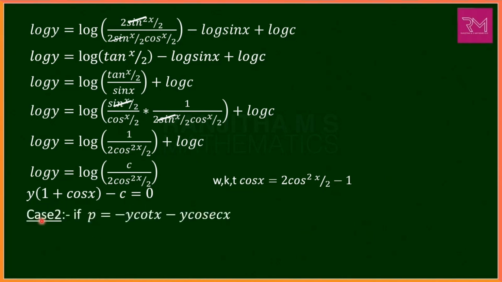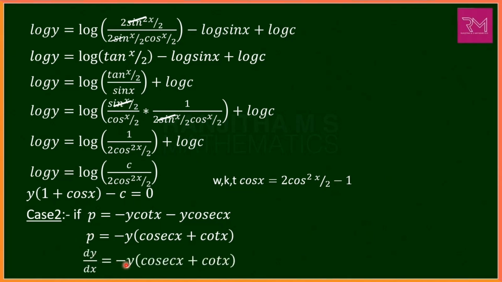Similarly, we have case 2: if p is equal to minus y cot x minus y into cosecant x. Here we have to take minus y as common, we get p is equal to minus y into cosecant x plus cot x. So substitute p value as dy by dx, we get dy by dx is equal to minus y into cosecant x plus cot x. Here take y term on one side and x term on the other side, we get minus 1 by y into dy, which is equal to cosecant x plus cot x into dx.